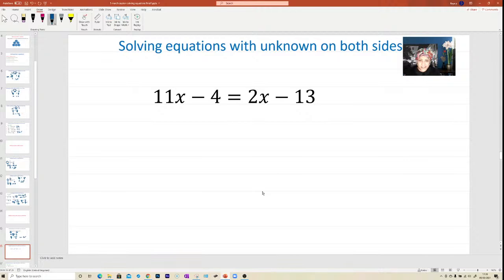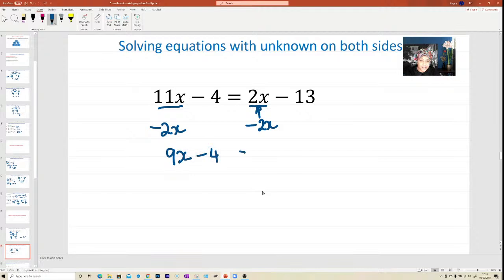Alright, so let's check. Is this answer correct then? So we look for the smaller x. The smaller x is the 2x, okay? We got 11 and 2x on this side. So we take away 2x on both sides. 11 take away 2x is 9x.